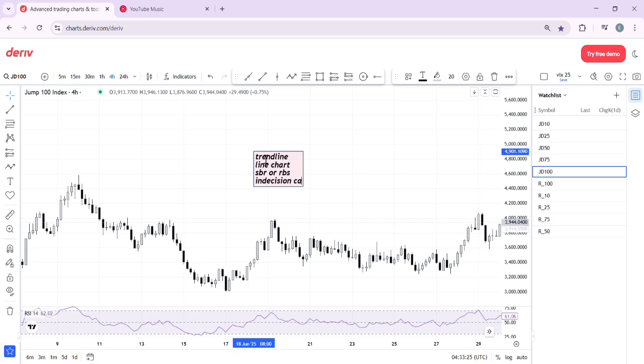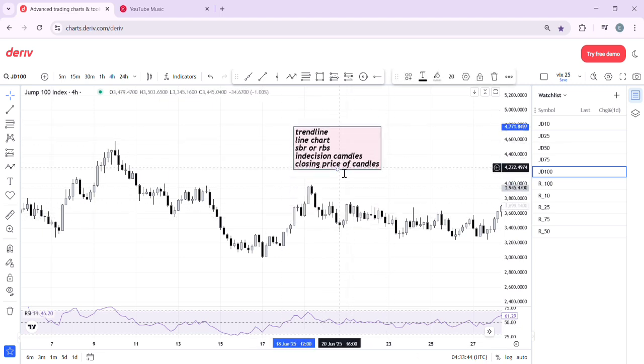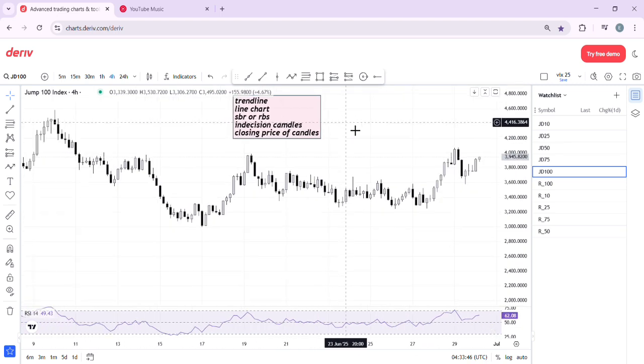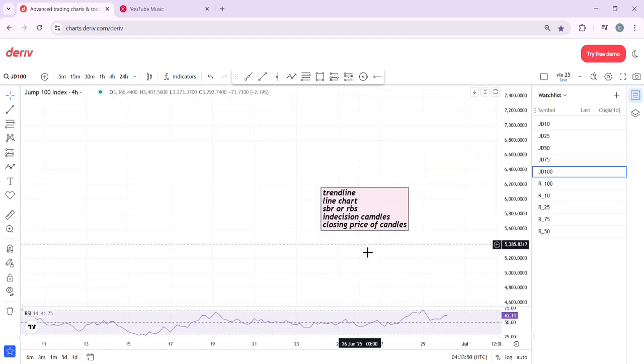Indecision candles, and the closing price of candles. So this is what I use. These are the four, and I use them a lot. So I'll just give you a break, I don't want to waste much time. Let me take this up.